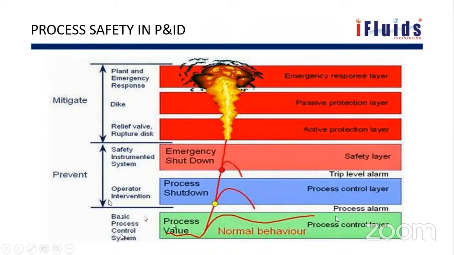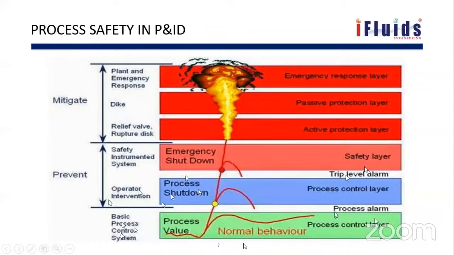In case it escalates, there will be operator intervention. If alarm is coming continuously, then operator will take shutdown. And at times, operator may also fail. So what happened? We'll have an automatic system to shut down the plant or a part of that plant or equipment. So trip level alarm. This is process alarm.